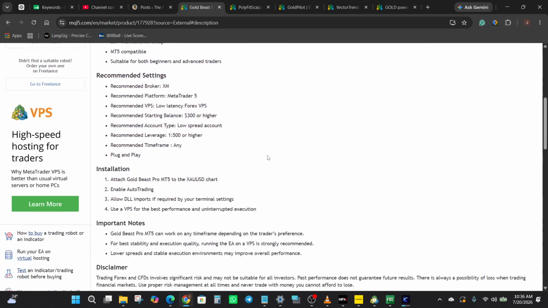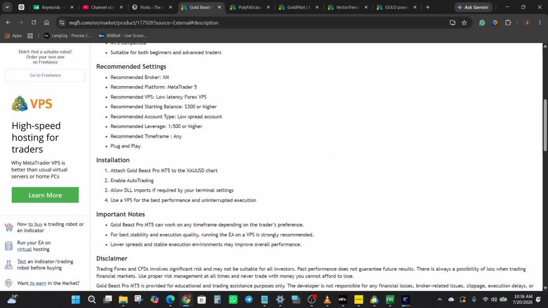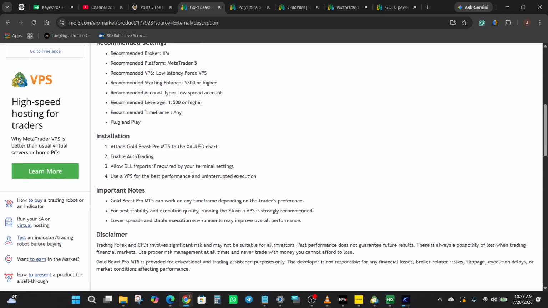Moving into the recommended settings, the developer specifically recommends XM as a broker, a starting balance of $300 or higher, a low spread account type, and leverage of 1:500 or higher. All right, and then the installation is pretty straightforward. Okay, you just attach the EA to the XAUUSD chart, you enable auto trading and allow DLL imports if required, and then with the VPS recommended for the best performance.